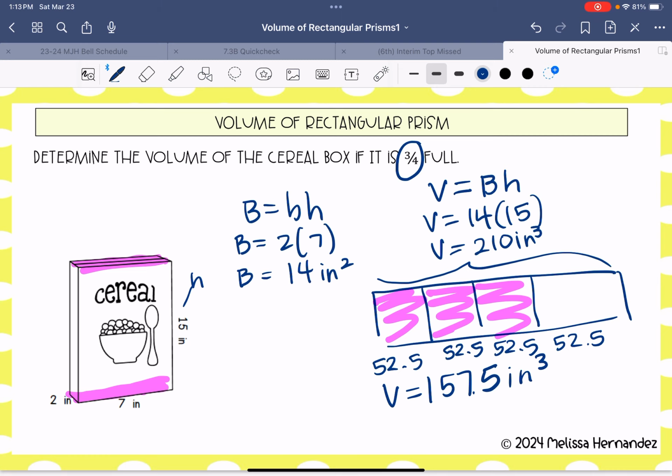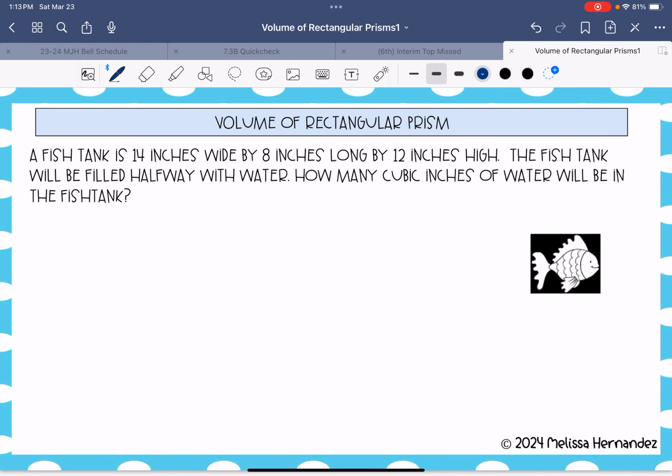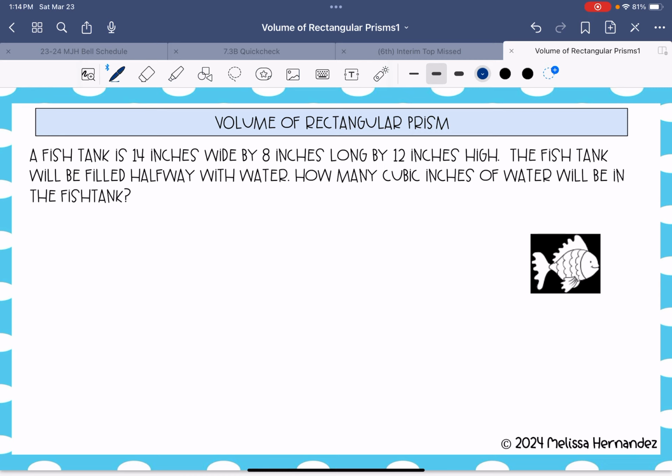Okay, for the next problem, it says a fish tank is 14 inches wide by 14 inches long, 12 inches high. The fish tank will be filled halfway with water. How many cubic inches of water will be in the fish tank? The part that they're trying to trick us on is the halfway. So what that means is you're going to find the volume of the rectangular prism, and then at the end you're going to just divide by 2.